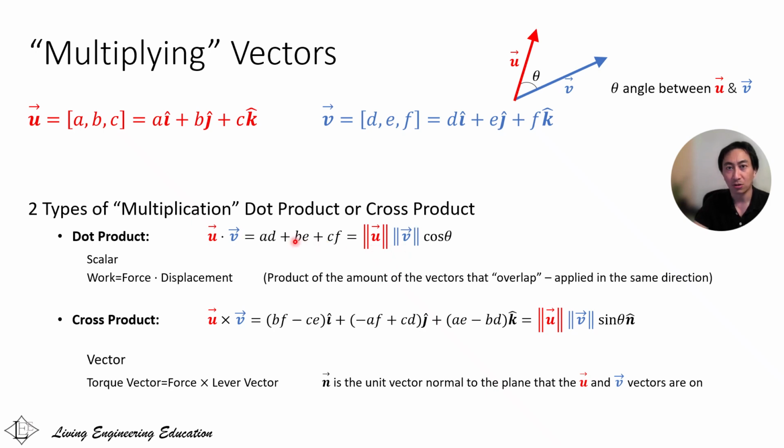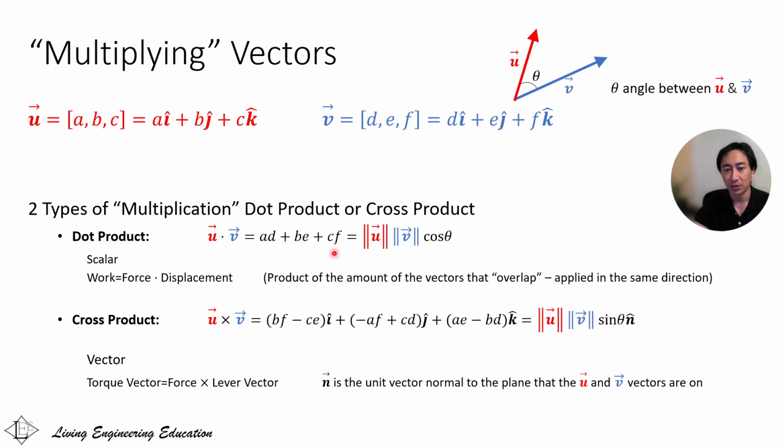When we talk about dot products, all we do is take each x component and multiply them together, add that to the y component product, add that to the z component product: AD plus BE plus CF. It gives us a scalar, a specific number. It's not going to give us a vector. The dot product gives us a scalar. So when we're interested in a scalar component, we use a dot product.